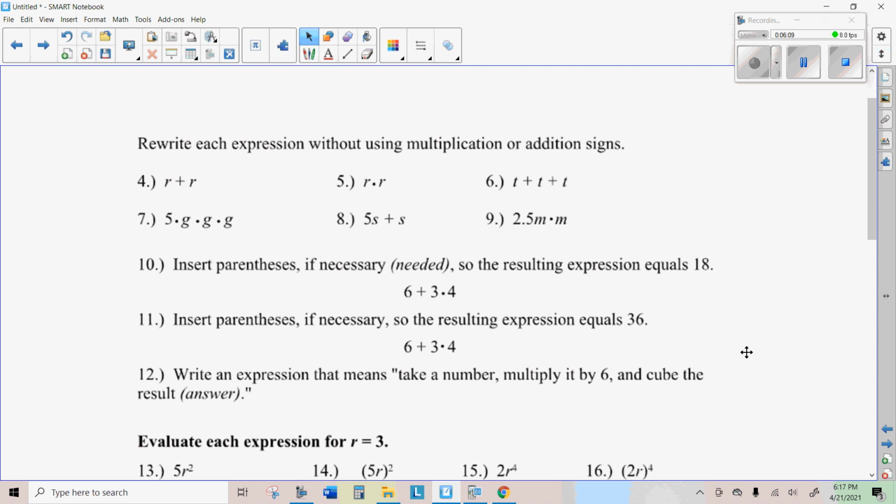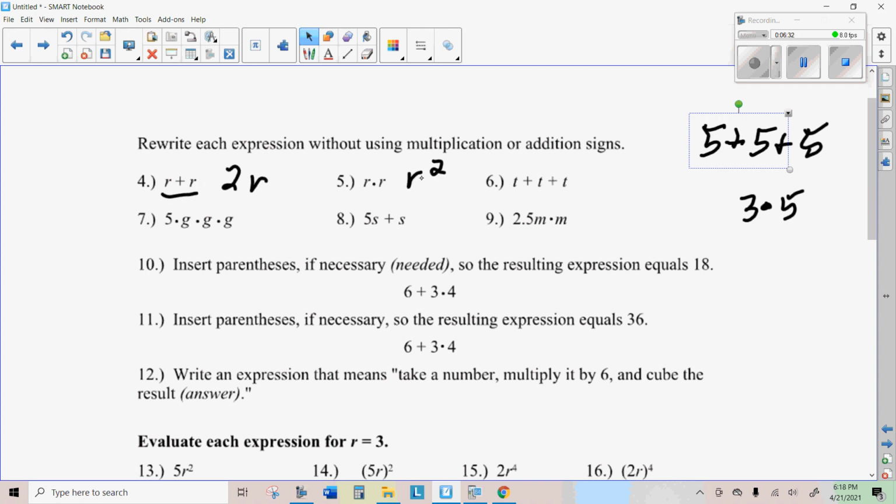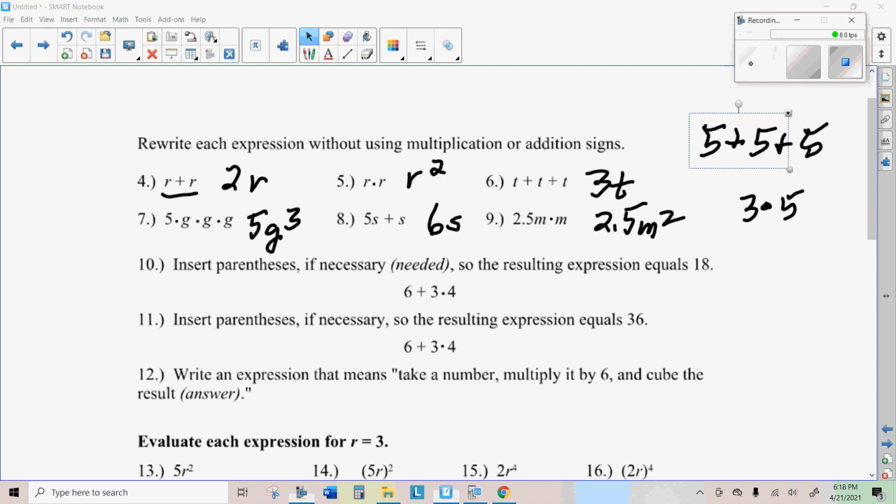Now, repeated addition is multiplication. Think about this, you guys. I'll just do one little example with a real number here. Adding 5 three times equals 15, right? You would write that as 3 times 5. So if we're adding r twice, we're going to write that as 2 times r. If we're multiplying r by itself, we use a power. You try the rest of them. How'd you do?